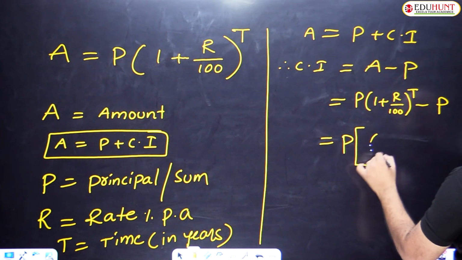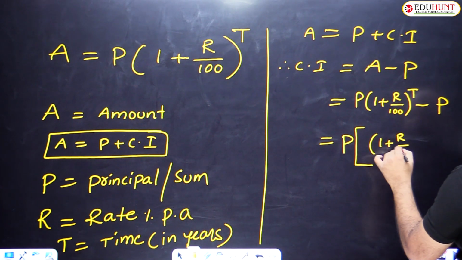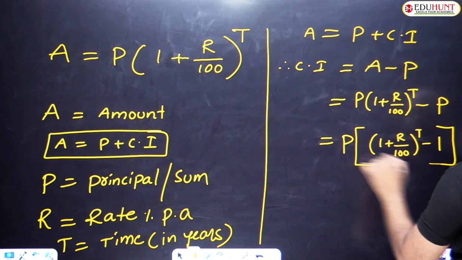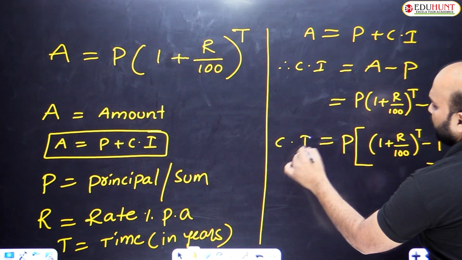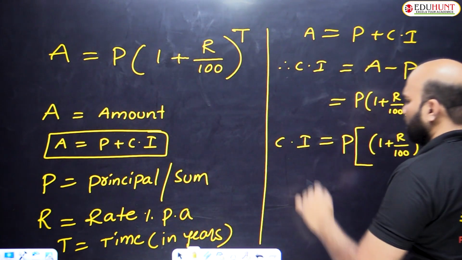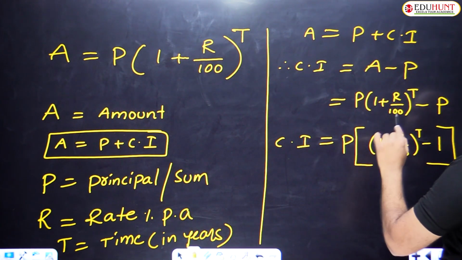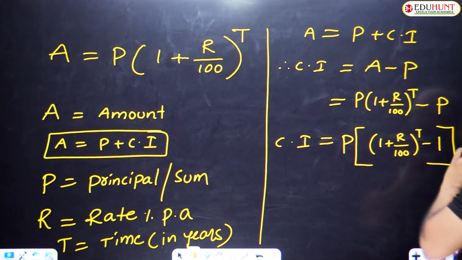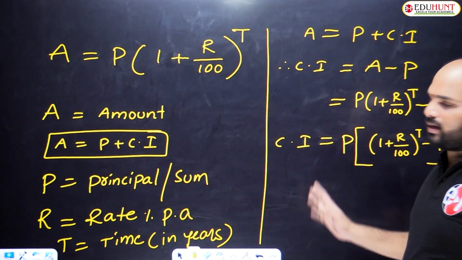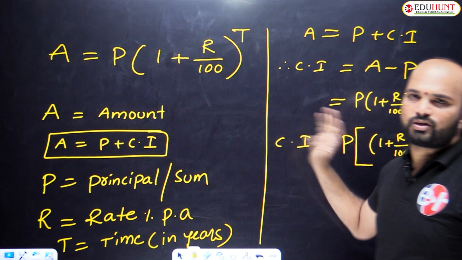So it can be written (1 + r/100)^t - 1. This is the compound interest formula. The amount formula is P(1 + r/100)^t, and the compound interest formula is P[(1 + r/100)^t - 1]. Am I clear? These two formulas are required based on the traditional school methods.